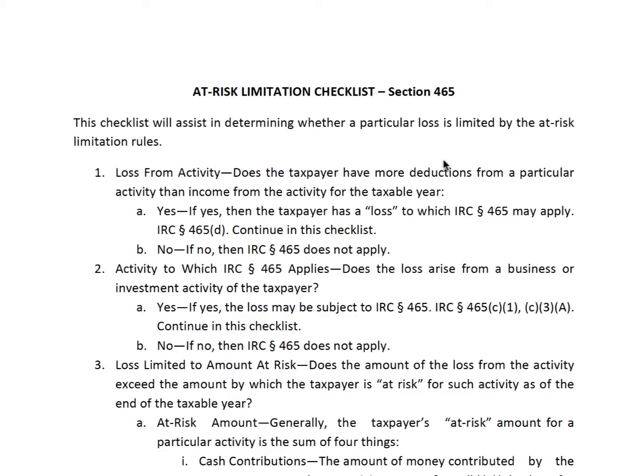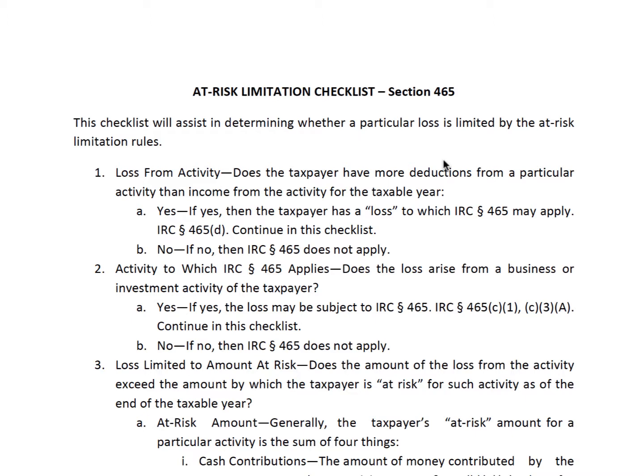So Section 465 is known as the at-risk limitation. I have a checklist here. So this checklist is going to help you determine whether a particular loss is limited by the at-risk limitation rules. So you're looking at this item called at-risk.